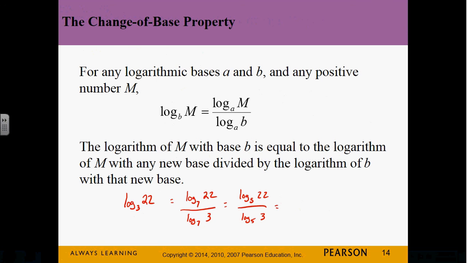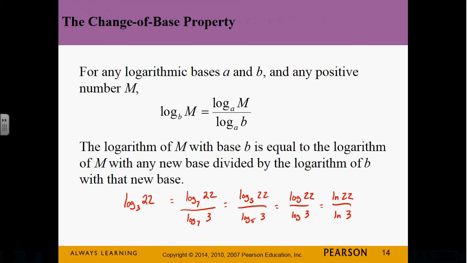What would be the more advantageous base to use? What bases do I have on my calculator? I've got base 10, so log of 22 over log of 3. What else do I have? I've got natural log too. Any of these give you the same answer. Only two of them can we check, okay?